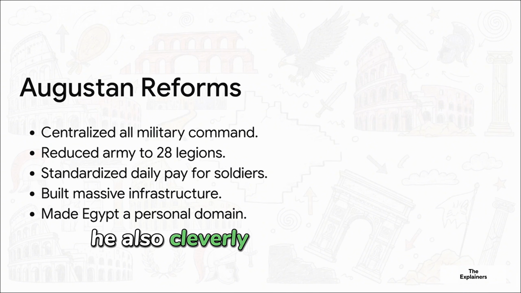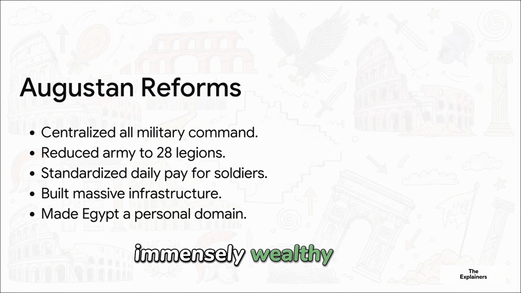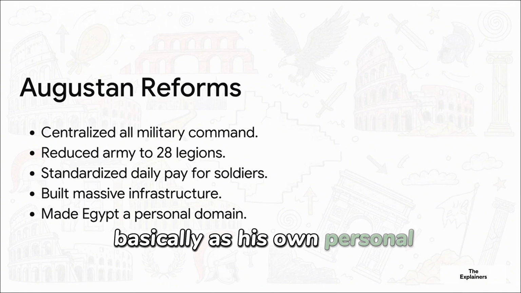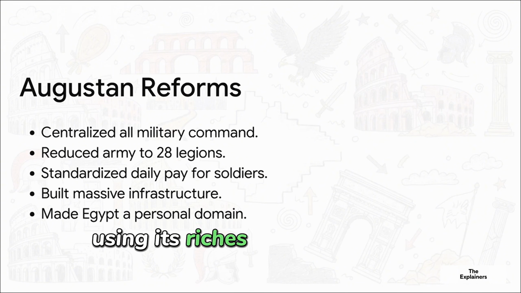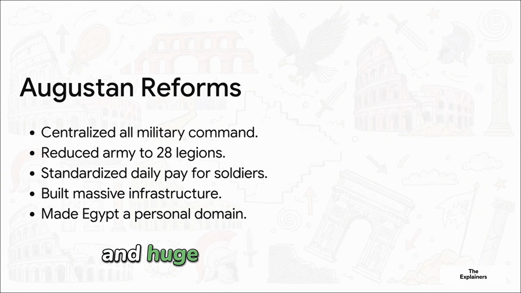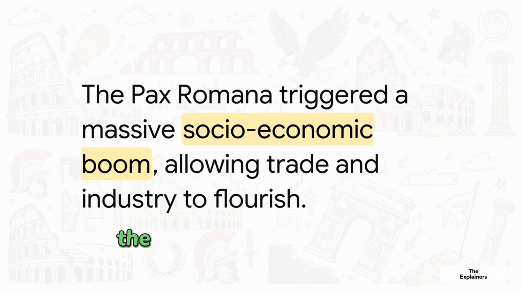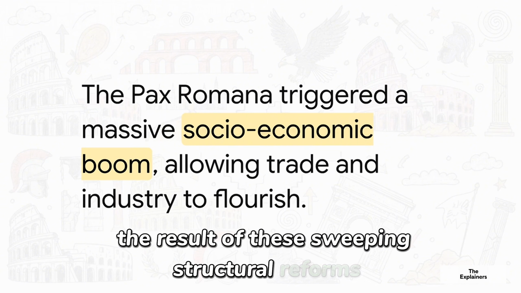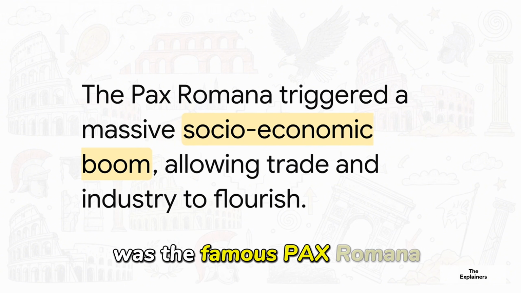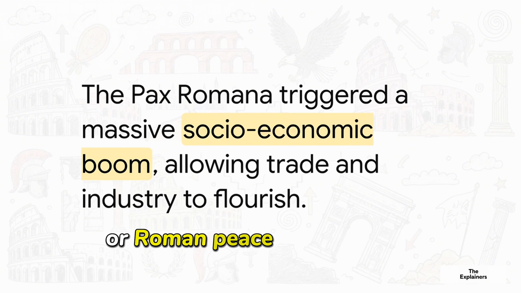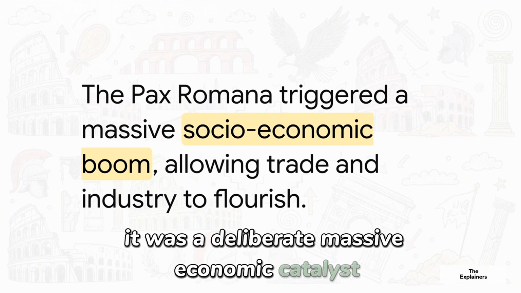He also cleverly treated the newly conquered, immensely wealthy Egypt basically as his own personal domain, using its riches to fund a massive bureaucracy and huge road-building projects. The result of these sweeping structural reforms was the famous Pax Romana, or Roman peace. But here's the thing. Peace wasn't just an absence of war. It was a deliberate, massive economic catalyst.